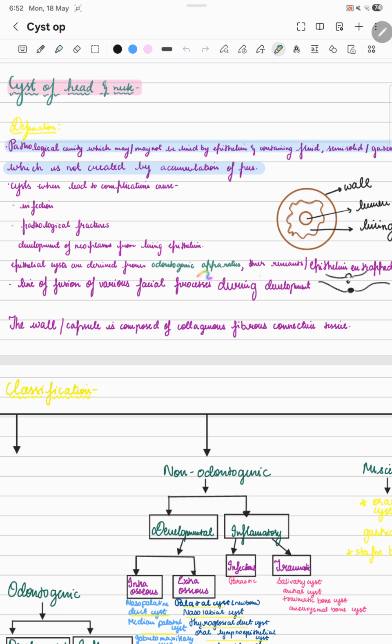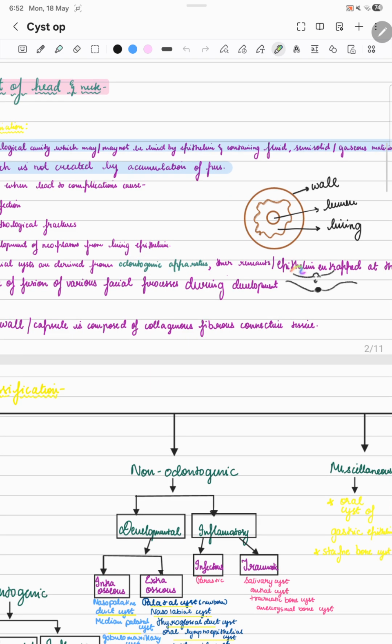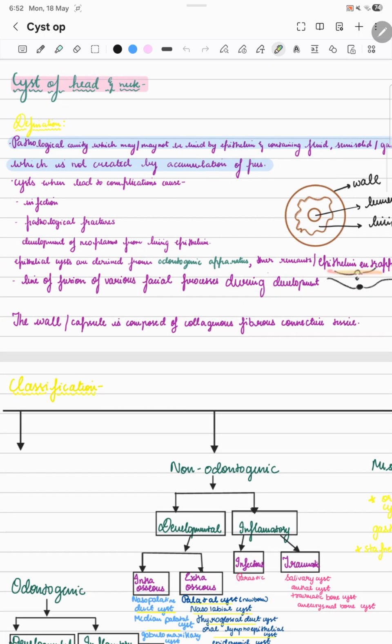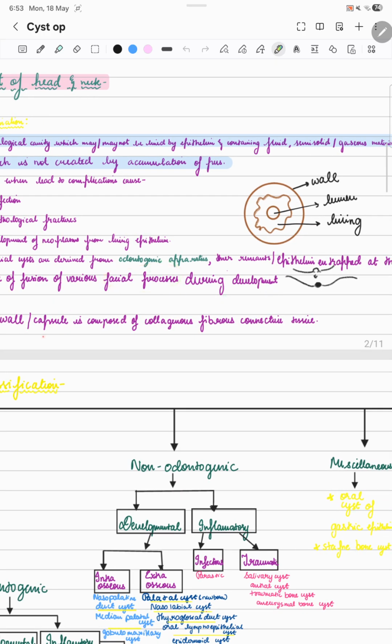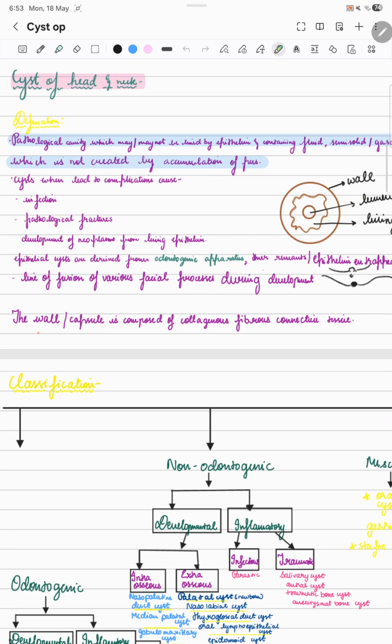So epithelial cysts are derived from something called an odontogenic apparatus. Their remnants are epithelium trapped at the fusion line of various facial processes during development. So when the two facial processes are fusing in the development, there is a fold in the epithelium and that fold remains as a cyst. Okay, now moving forward, the wall capsule is composed of collagenous fibers, connective tissue. So the wall is nothing but the connective tissue.